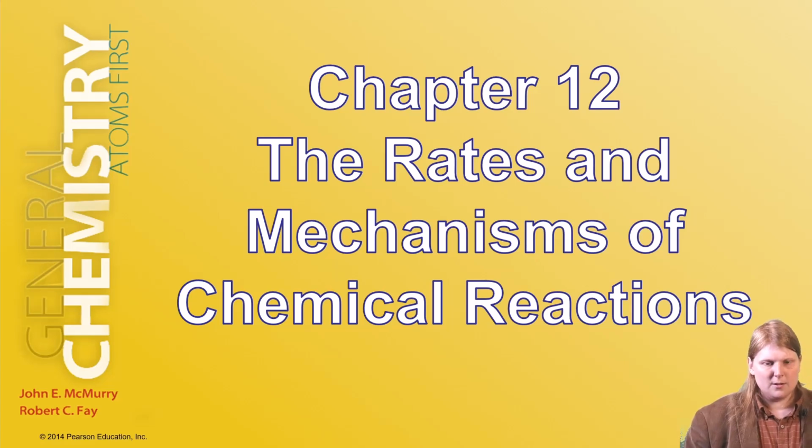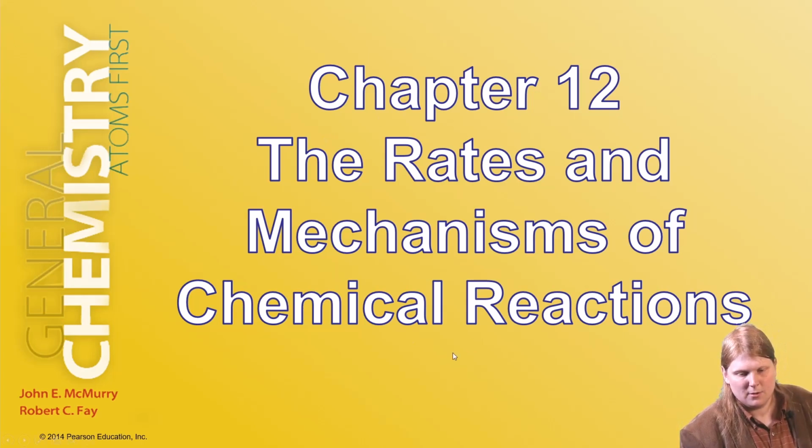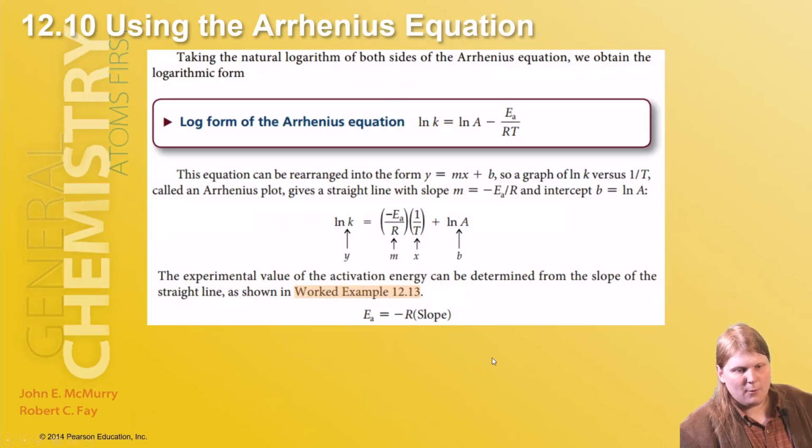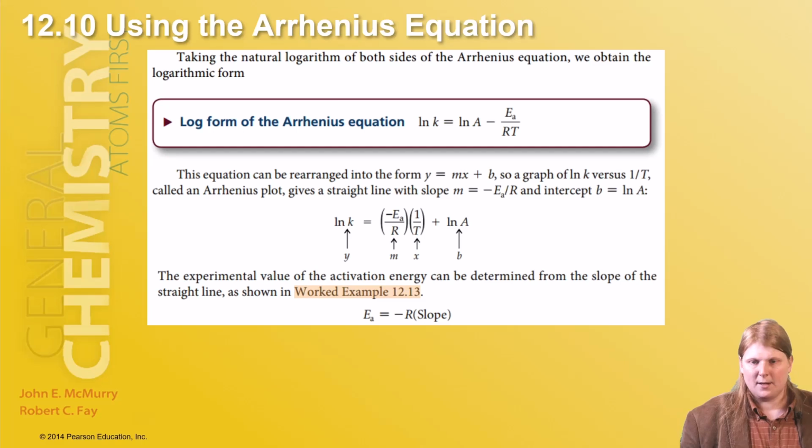Okay, so this is the third presentation for Chapter 12, the rates and mechanisms of chemical reactions. We had ended off where we were talking about the form of the Arrhenius equation, and now we're going to build more into using the Arrhenius equation, continuing on from where we were at the end of Part 2. So if we take the equation that we were looking at before and apply a little calculus to it, we get this log version here.